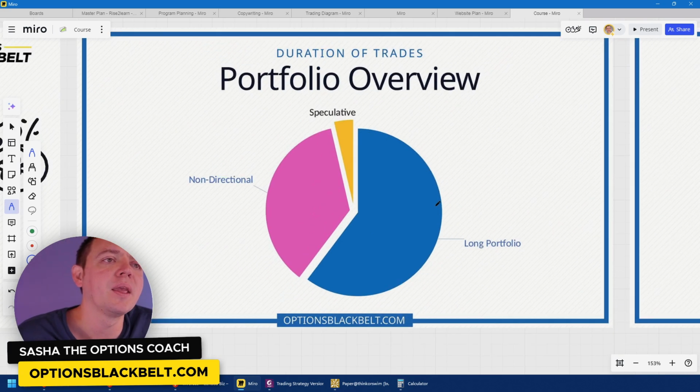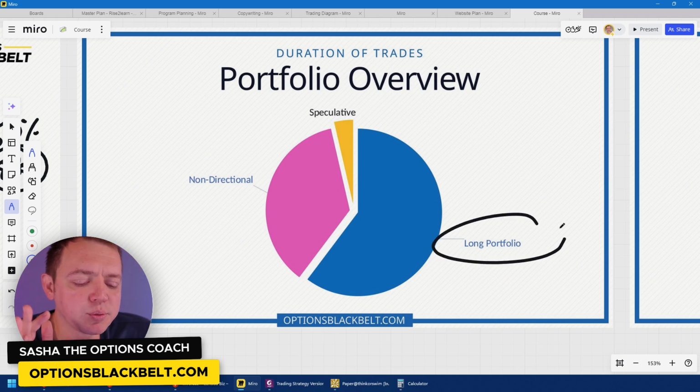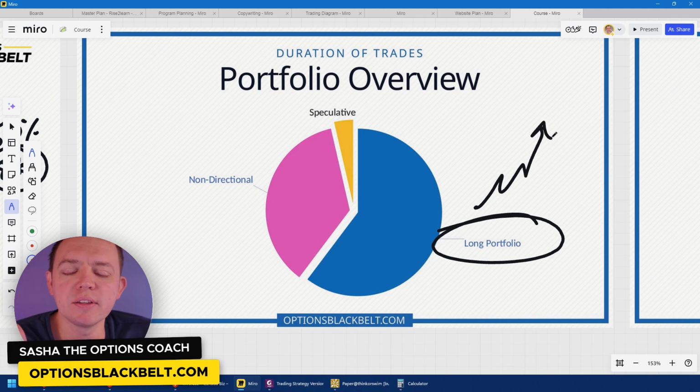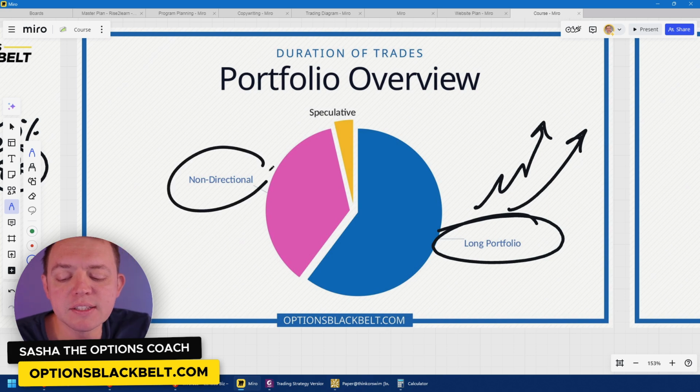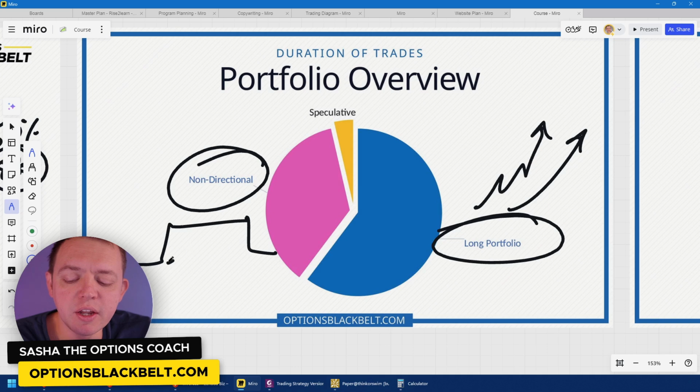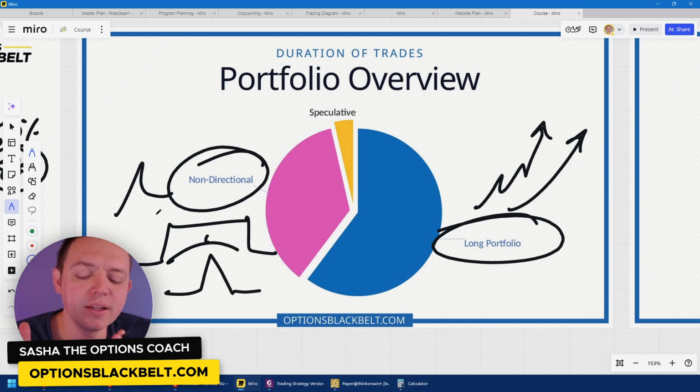Now, if you want a little more detail, here's another way to think about it. If we're looking at the duration of these trades, sometimes you could look at it this way: I have things that are long portfolio, where things are maybe trending to the upside. It could be positive delta. Things that are more bullish in nature, you could allocate a little more heavily to. Things that are more non-directional could be another way, like an iron condor, a butterfly, a calendar, or a double diagonal. Those things could be non-directional.